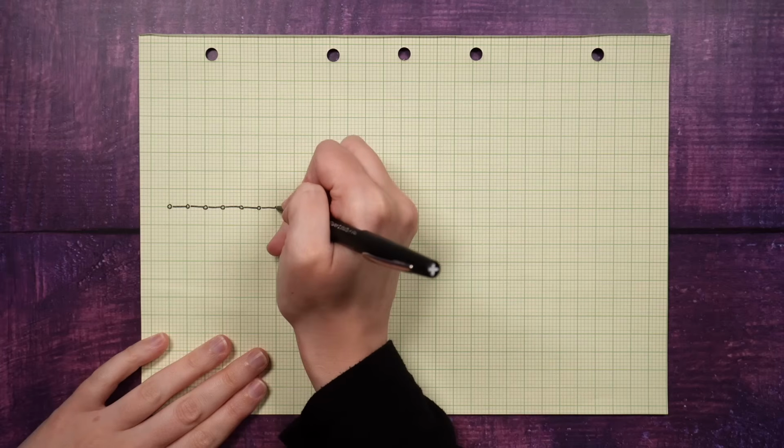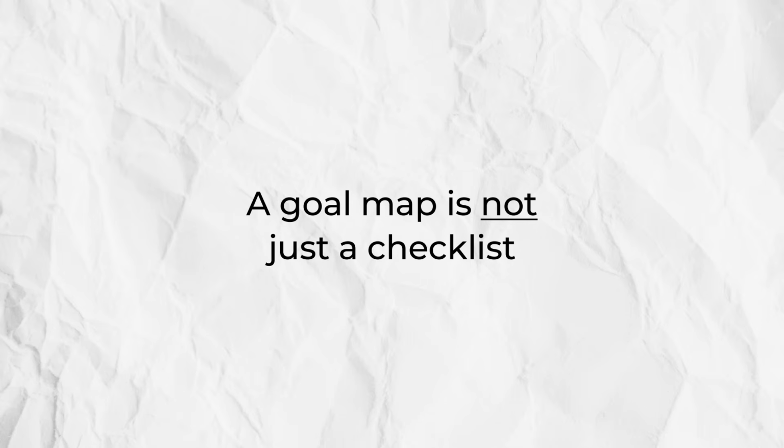Now, just because we're taking one path does not mean that a goal map is just a checklist. Though in some scenarios it probably could be if the goal is particularly simple or has a shorter time frame. And while a checklist is great, when it comes to making a goal map, I really aim for it to be visual, like a regular map would be.